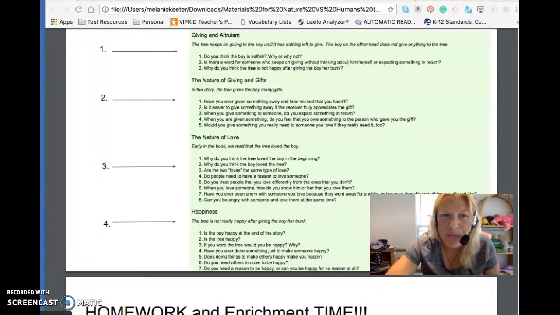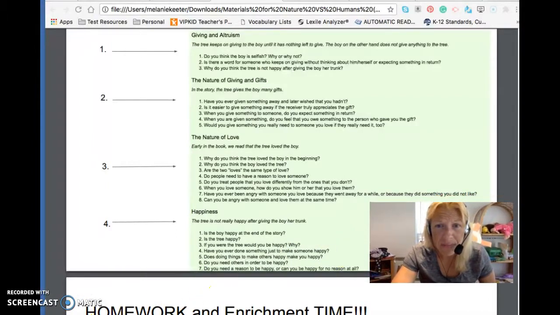Number 4, do people need to have a reason to love someone? Number 5, do you treat people that you love differently from the ones that you don't? Number 6, when you love someone, how do you show him or her that you love them? Number 7, have you ever been angry with someone you love because they went away for a while or because they did something that you did not like? Number 8, can you be angry with someone and love them at the same time? Pick a question now, read it, and write a response or talk about it.